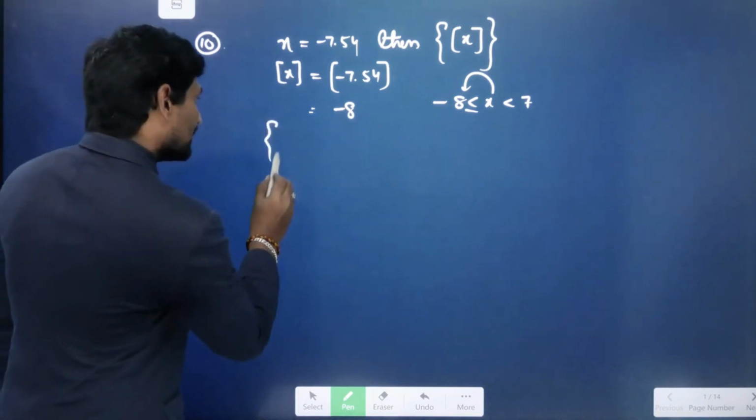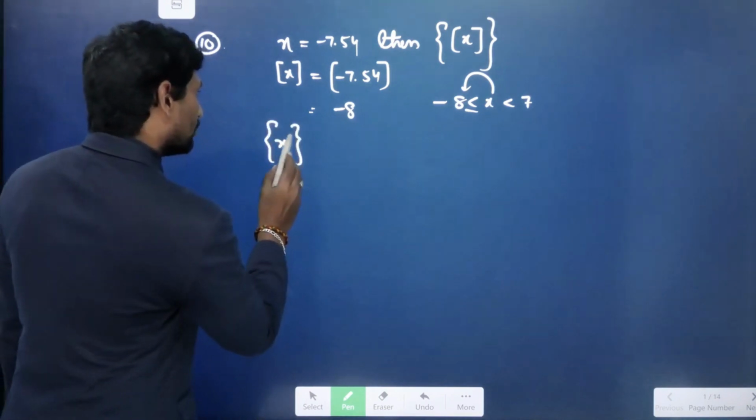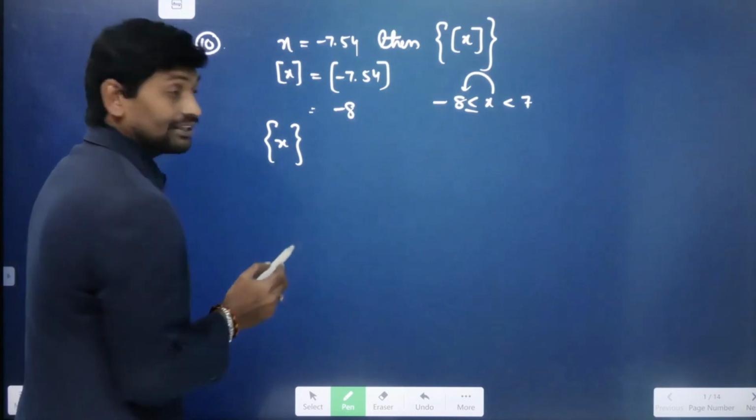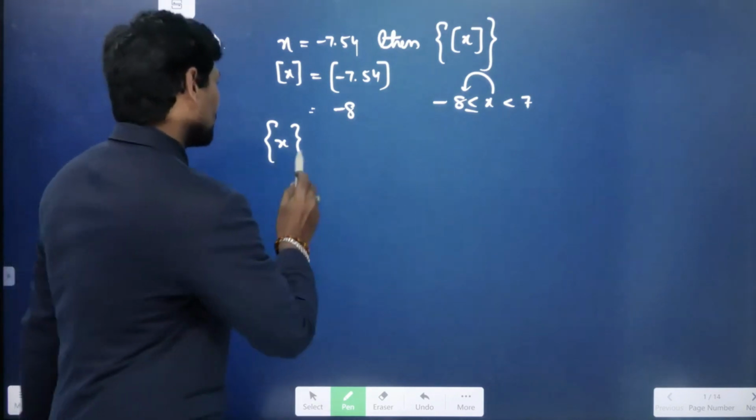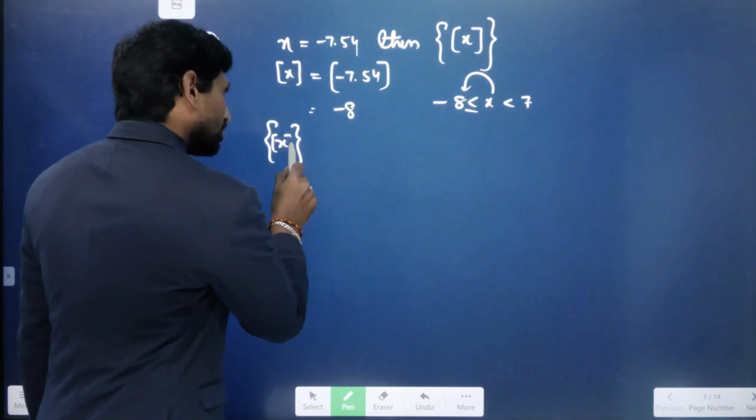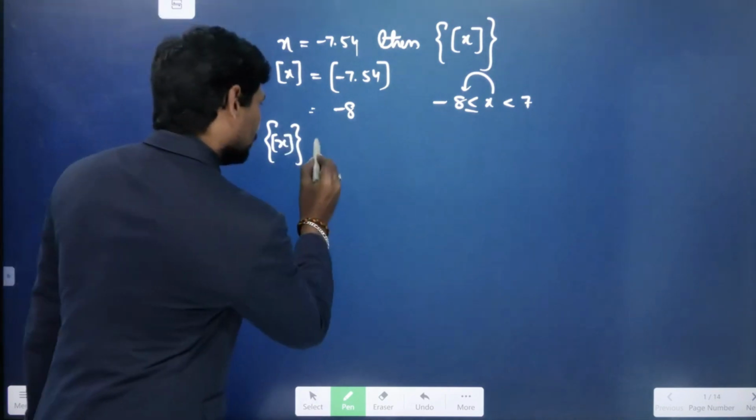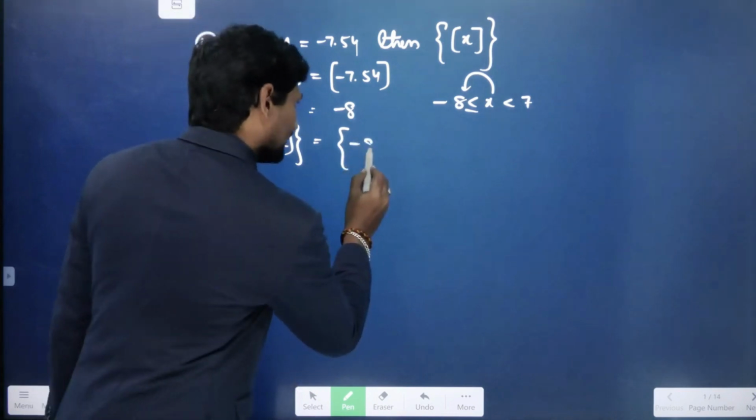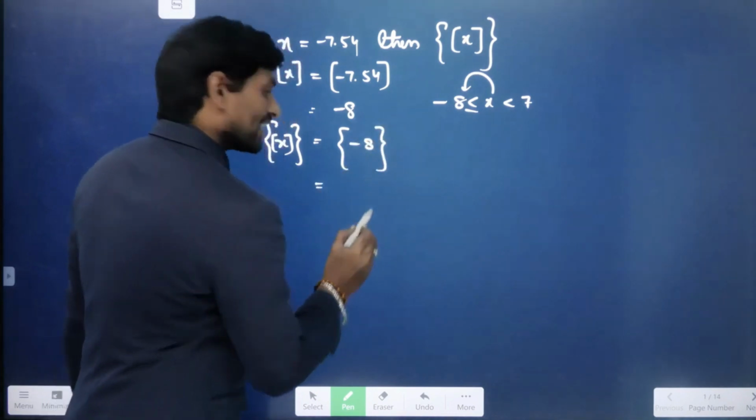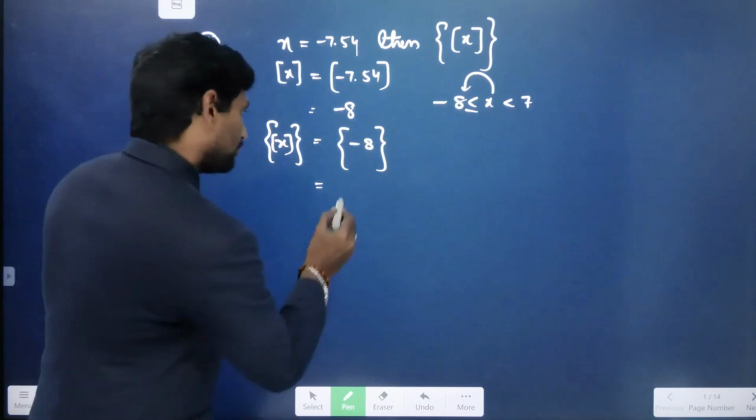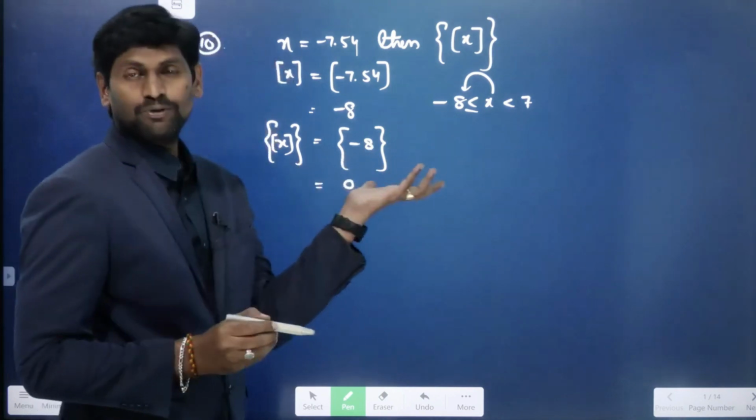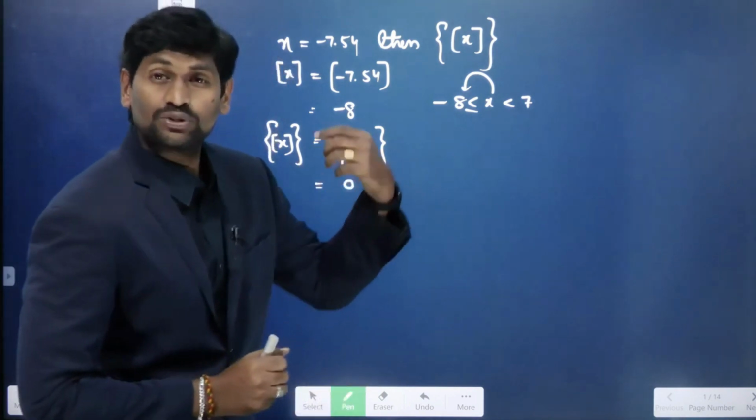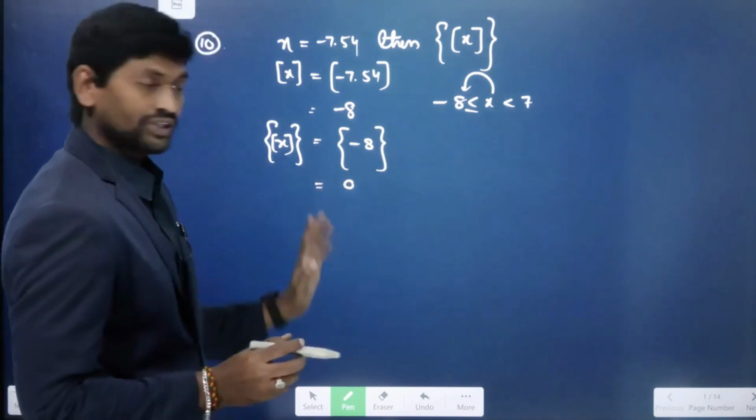Now let us find the fractional part of the greatest integer of x. The greatest integer of x is minus 8 and its fractional part becomes 0, because it is exactly an integer, there is no fractional part, so the value is 0.